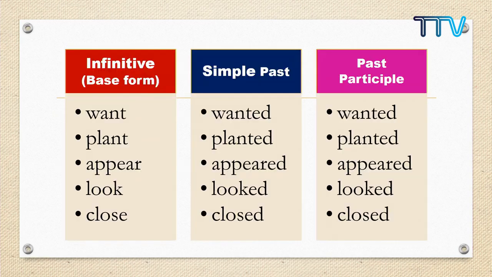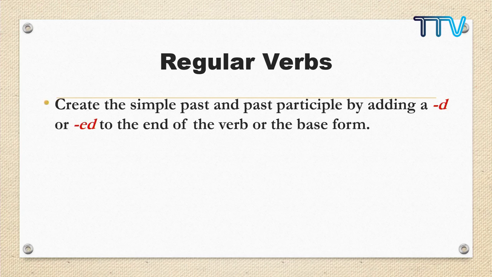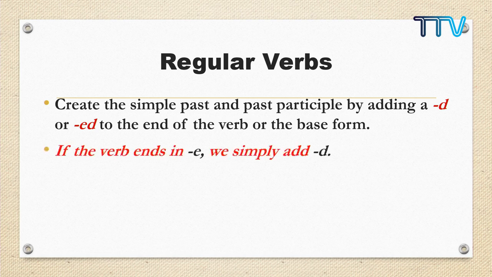So this is an example of regular verbs, right? Infinitive, the base form is want, and you have the simple past tense as wanted. Past participle again, wanted. So plant, planted, planted, appear, appeared. These are examples of regular verbs. So regular verbs create the simple past and past participle by adding d or ed. So this is how you can identify.